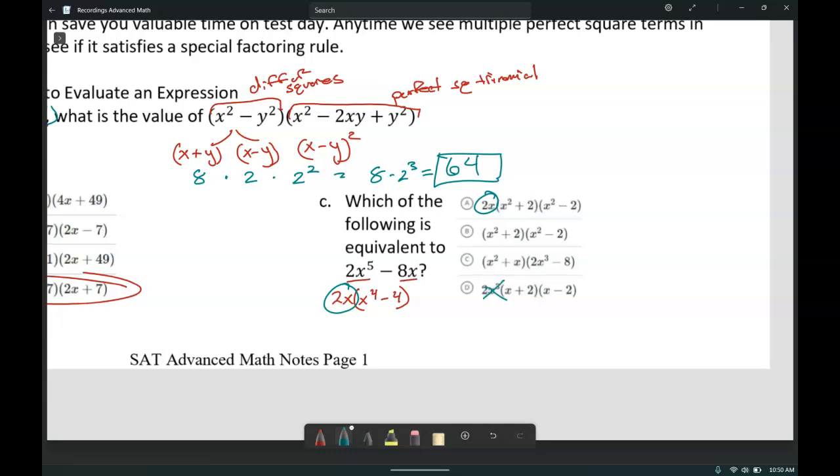This one has the wrong GCF. So we know that this has to be our answer option, and we can quickly verify it by comparing x to the 4th minus 4 is x squared plus 2, x squared minus 2, using our difference of squares formula.